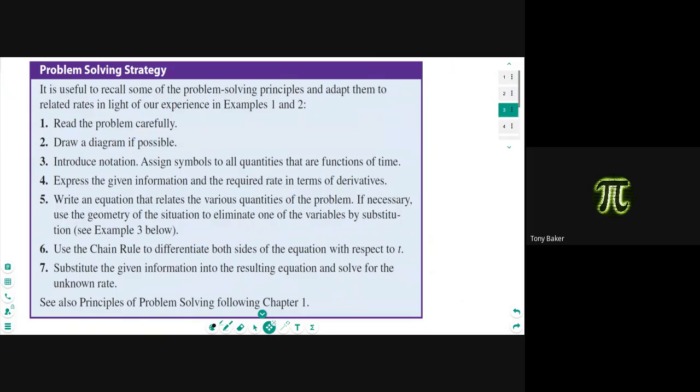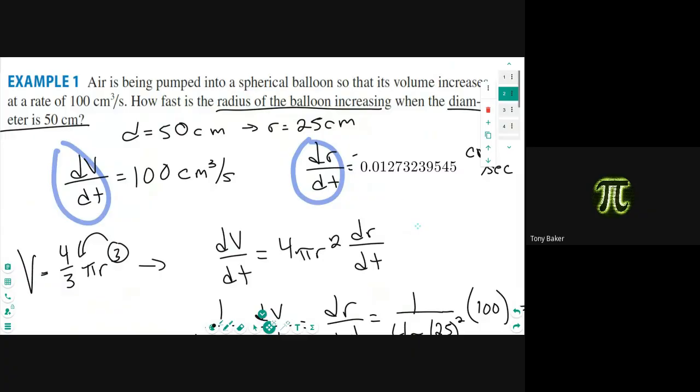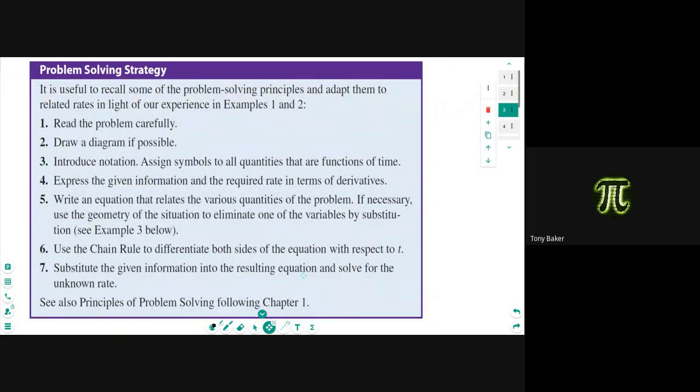Express the given information and required rates in terms of derivatives, as we just talked about. Write an equation that relates the quantities that we're looking at together. That was that volume equation. We can figure out the volume of a sphere that is related to the radius. So we had that equation, and we were able to break it up. We will see example 3 in a few minutes. So, chain rule. When we were doing the derivative of this, that's the chain rule. It was also implicit differentiation, that's why we had the dr/dt there. Then substitute back in and solve for what we're missing.